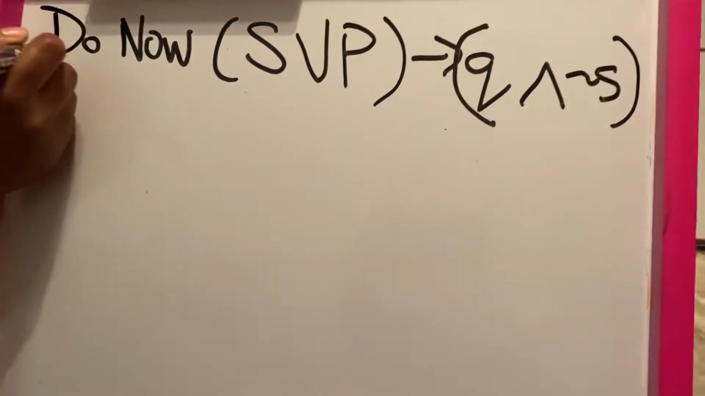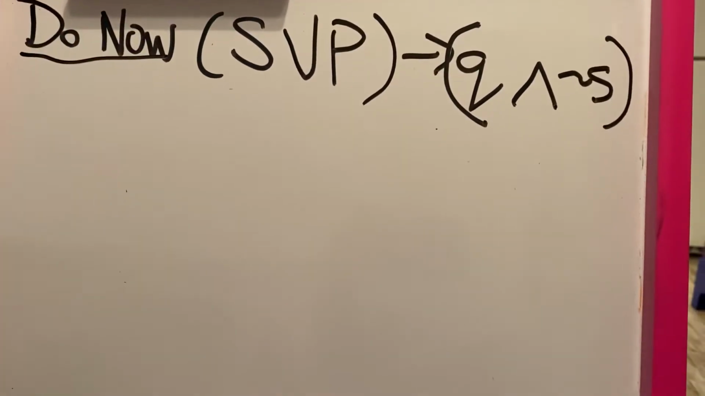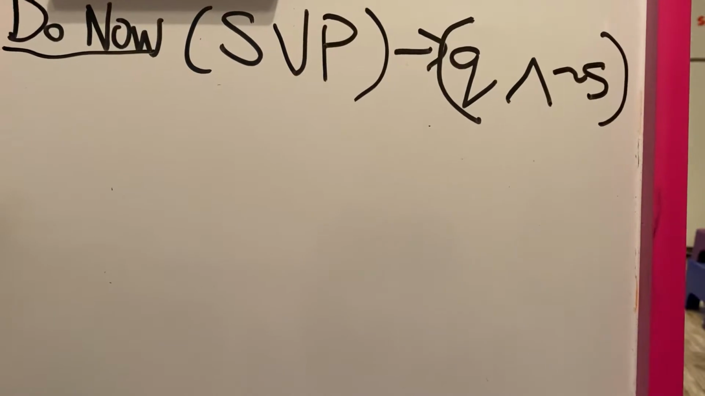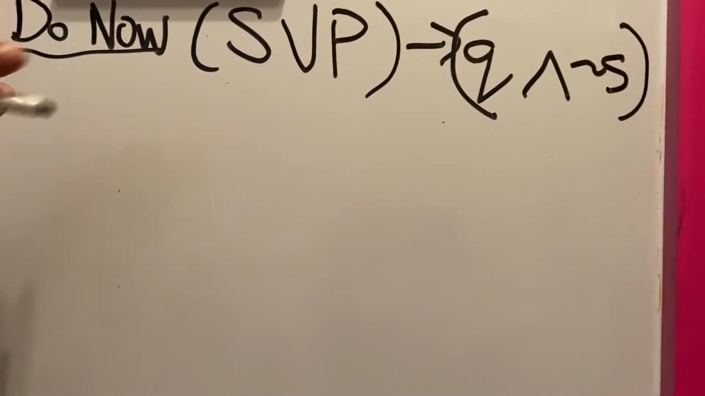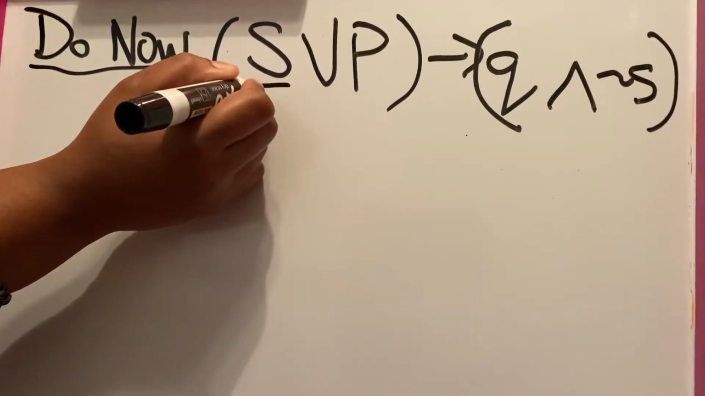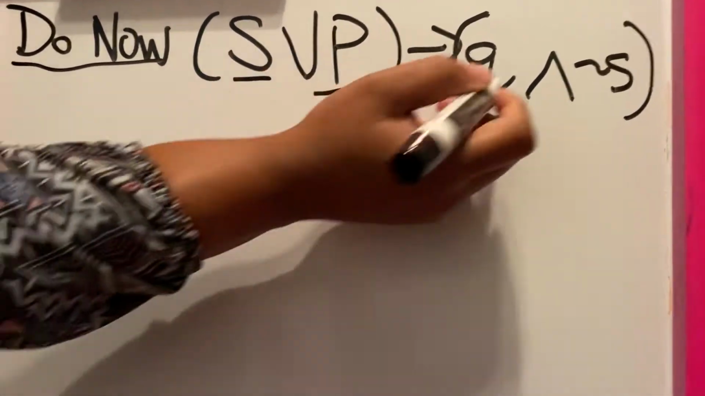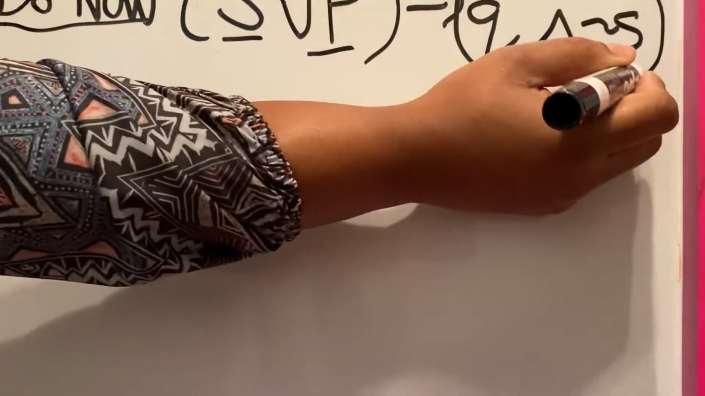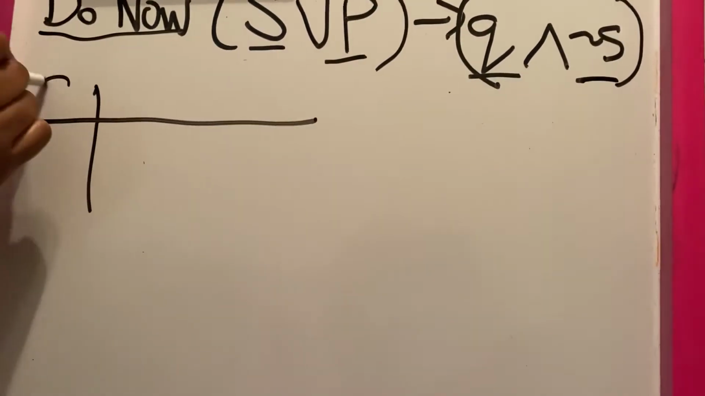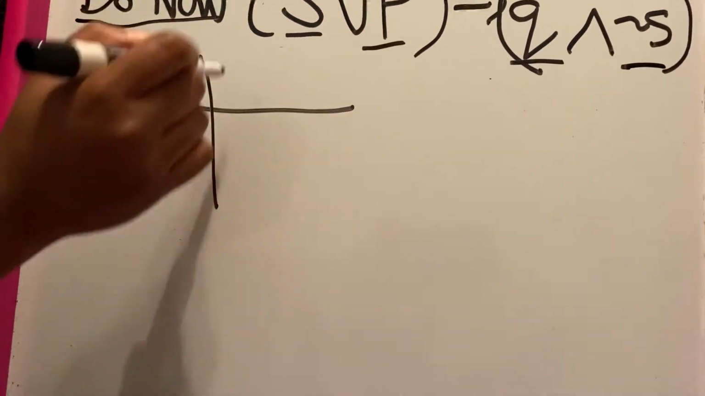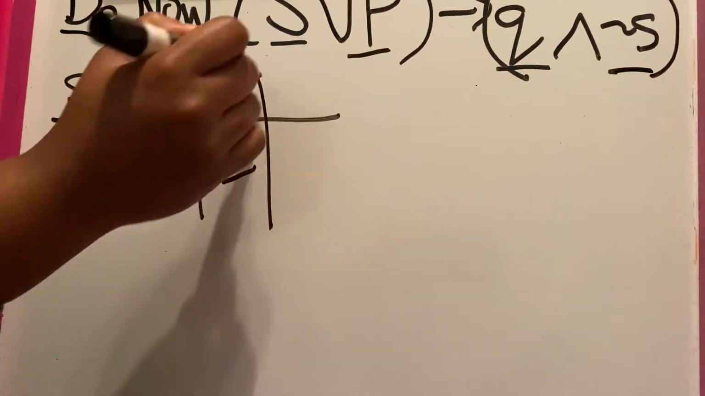So we're about to go over the do now problem. The first thing you need to do is figure out how many columns you need. I know I need a column for S, P, Q, and not S. So far, S, P, Q, and not S.